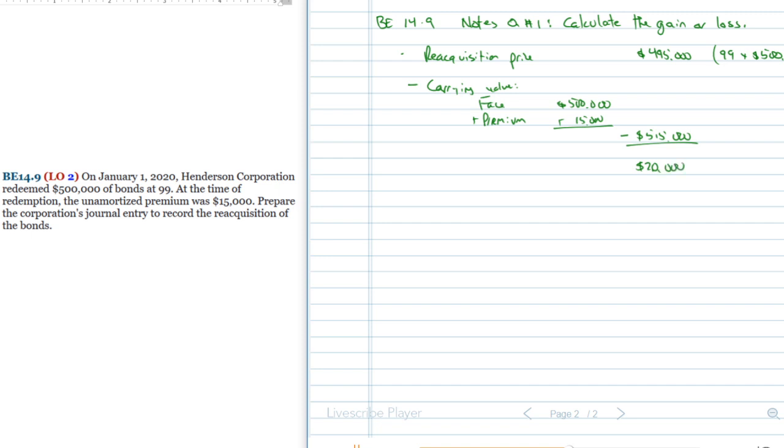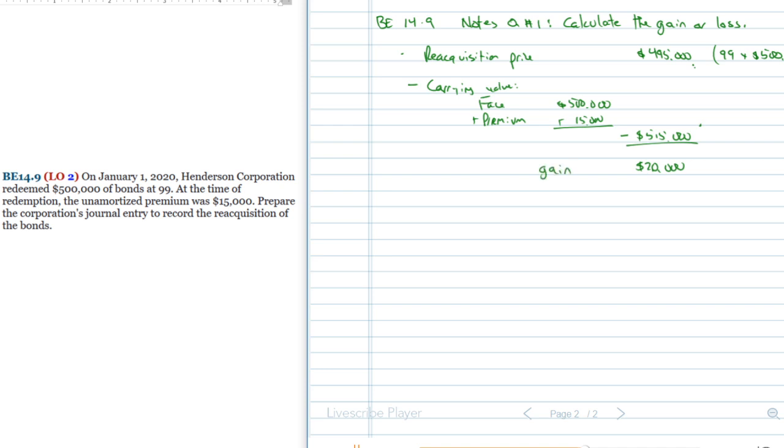Now, is this a gain or a loss? Well, again, don't get hung up on positive or negative. It kind of depends on the order you put into your calculator. Think about it this way. It cost me $495,000 to get rid of a $515,000 liability. I used to owe $515,000, but I can pay it off for $495,000. Am I better off or am I worse off? Well, I'm better off. This is a gain.